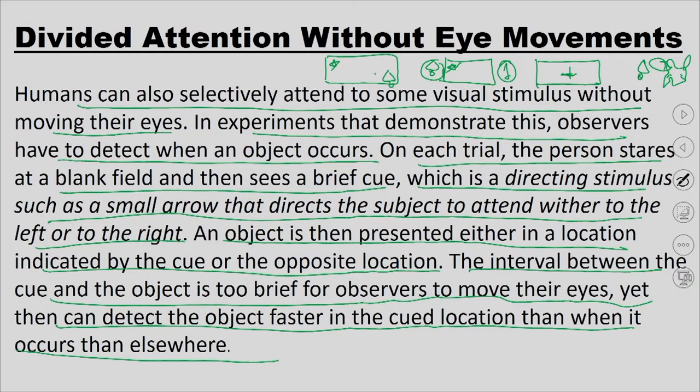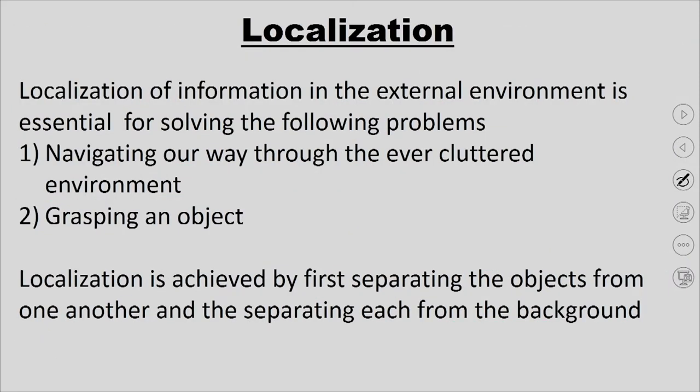So they did see this object in the opposite direction, but the response time was slower, which means that people can see multiple objects, or they have something called divided attention. So this was about the first step, that is called attention, in which we focus ourselves onto certain objects and how do we read certain objects.